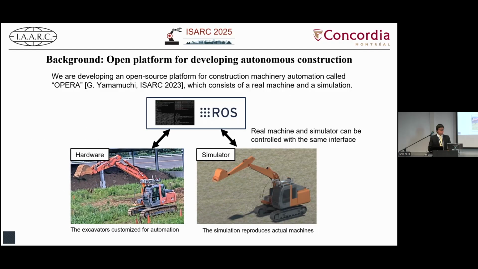of our research. We are developing an open source platform for autonomous construction called Opera. Opera consists of both a real machine and its physical simulator with Unity. Opera provides the ROS2 interface for simulator and real machine.